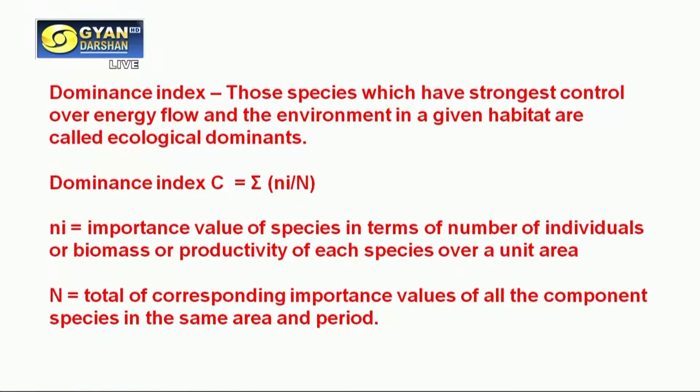Now another very important concept, that is dominance index. Dominance index is given by this formula, that is summation of (Ni/N)^2. Ni is the importance value of species in terms of number of individuals or biomass, and capital N is the total of corresponding importance values of all the component species. I think importance value, you have got the idea, I have already discussed.